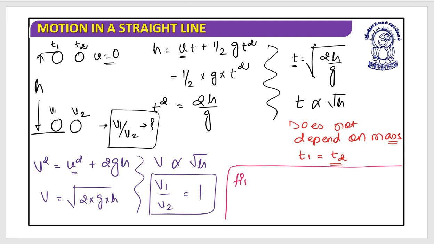Find out kinetic energy 1 by kinetic energy 2 at the bottommost point. This is required, and basically I want you people to please observe whether it depends on mass or not. Yes, so that is to be done by you guys. Please do it.